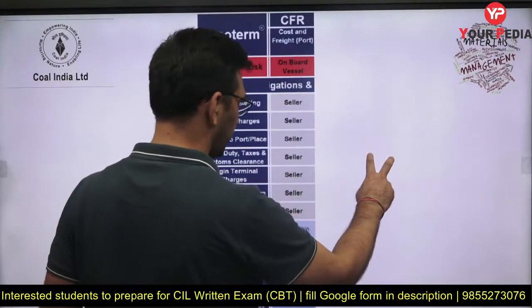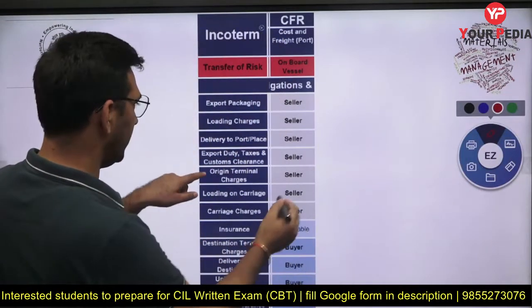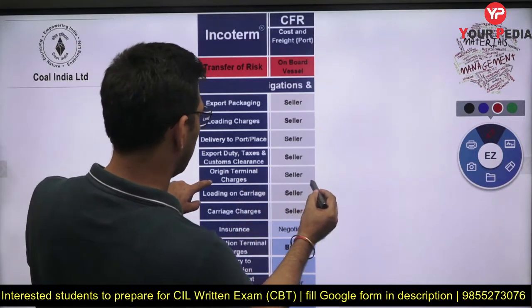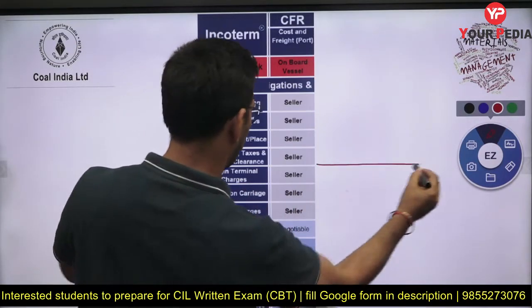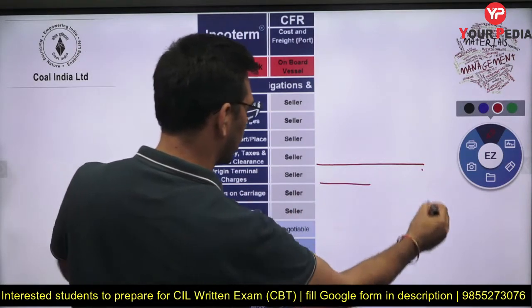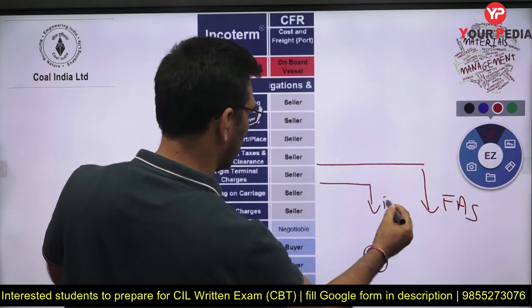See, have a look over here. You are having terminal loading on carriage, right? Origin terminal charges, and then you are having terminal charges, this one. So this was FS, recall. This was FOB, recall.